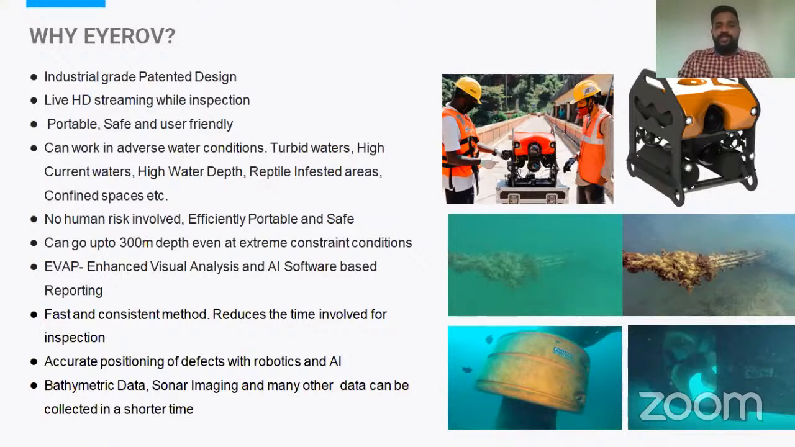IROV can work in very adverse water conditions. For turbid waters, we can use imaging sonars as payloads, so sonar imaging can be used as such. In high water current, it can withstand up to 2 knots of water currents, the basic mini version. It can go up to 300 meters of water depth. Even in reptile infested areas, like some of the dams in India that are crocodile infested, underwater inspection cannot be done using divers. In those areas also, ROV plays a very important role, because there is no human risk involved at all.